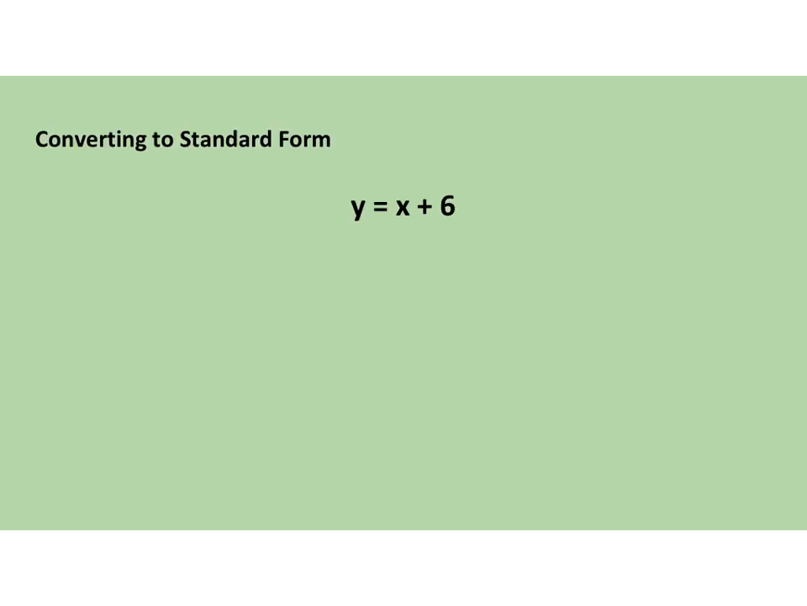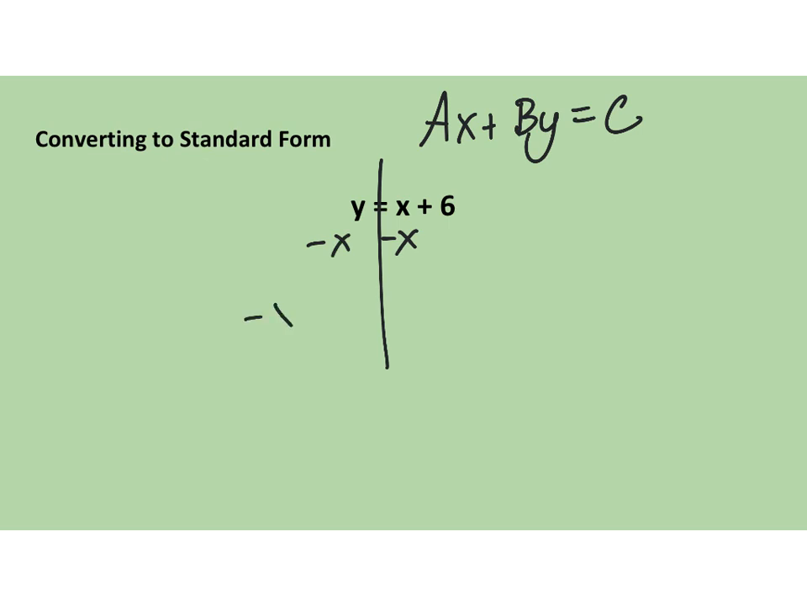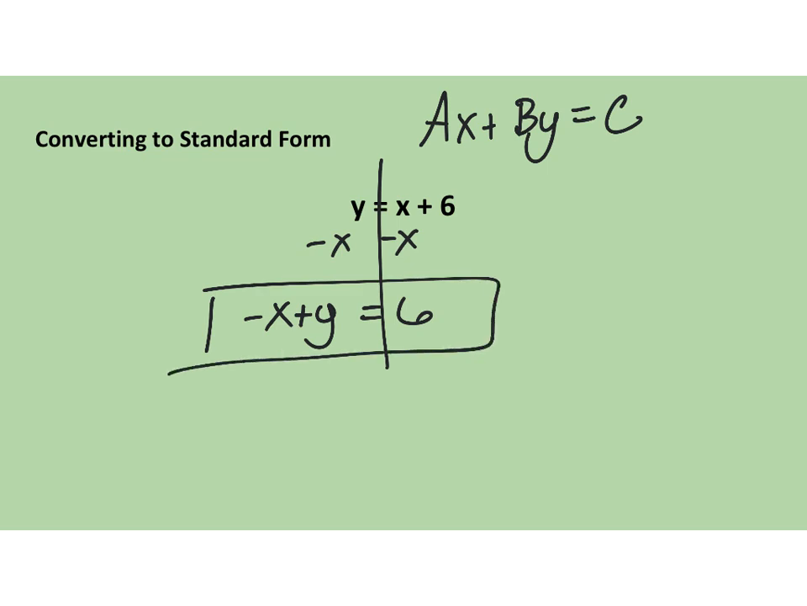All right, so now what we're going to do is talk about converting to standard form. Remember, again, standard form is ax plus by equals c. So that means essentially the x and the y have to be on the same side of the equal sign. In this case, they are not. So I am going to move that x to the other side. So then I have -x plus y equals 6. This is standard form. We went from slope-intercept to standard form.